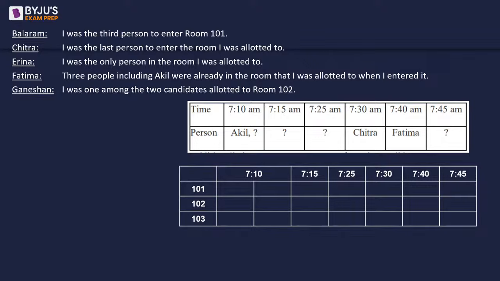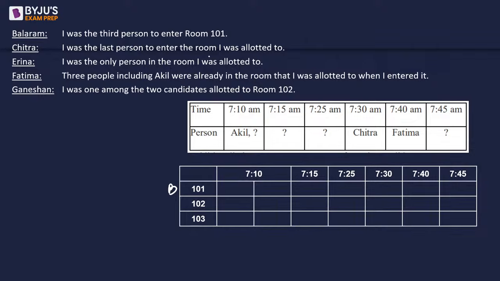Now, B says I was the third person to enter room 101. So we don't know where that third person is, right? It could be anywhere because in this table, room numbers are not mentioned. But we are pretty sure that B will go in room number 101. So we're done with this, as in I need a third person there.